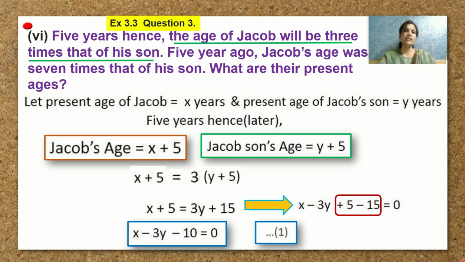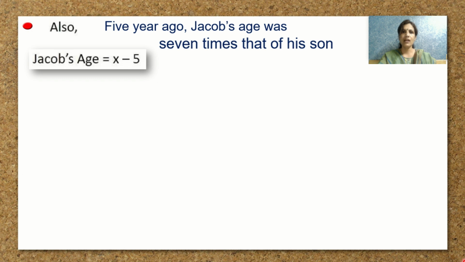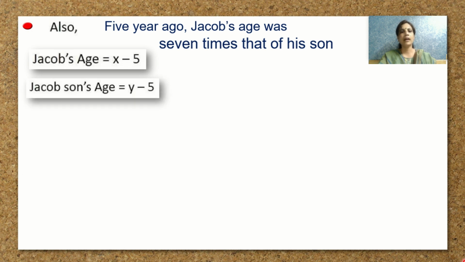Now let's see the second condition. For the second condition, we are given 5 years ago, Jacob's age was 7 times that of his son's age. We have taken Jacob's present age as x years. So 5 years ago, his age would be x minus 5 and his son would be y minus 5. Let's write down the condition now. 5 years ago, Jacob's age, that is x minus 5, is equal to 7 times his son's age then. So 5 years ago, son would be y minus 5.